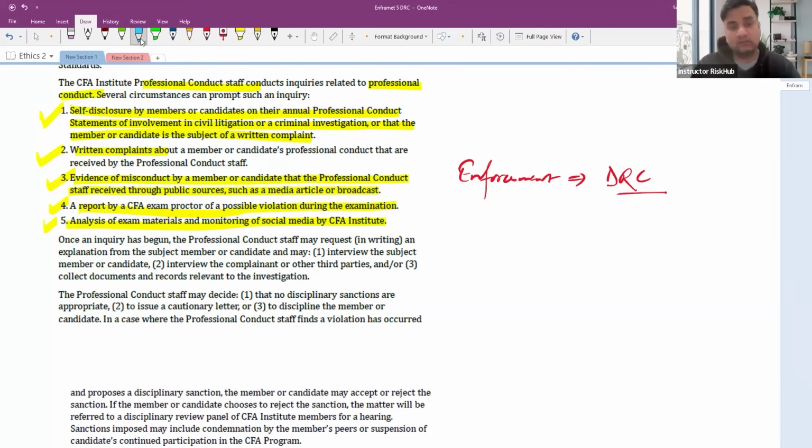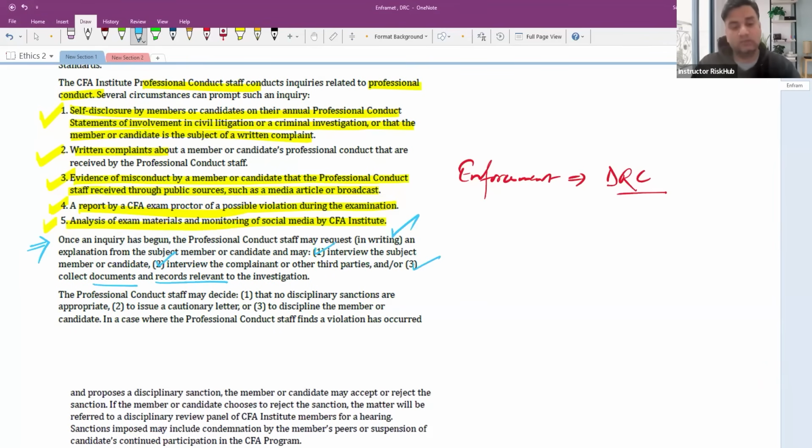So what happens after an inquiry begins? That is given here. Once an inquiry has begun, CFA staff may request your written explanation, right? That's the first step, they ask you. Then they might interview also. Remember, they might interview the candidate, the complainant, and a third party also. They might collect your emails, documents, records, and reports also, right? So three procedures are given, three aspects are given. So CFA exam or CFA staff, right?